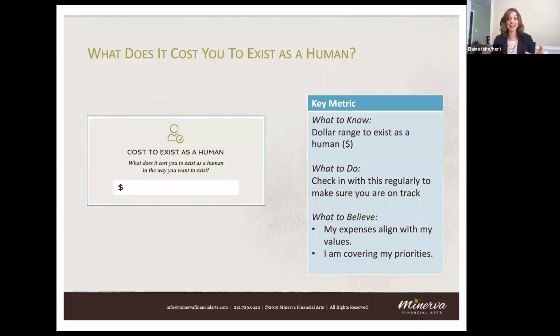So to sum up this section, what you need to know is your dollar range to exist as a human, including whoever and whatever creatures are part of that number. What you're supposed to do with that information is check in with it regularly to make sure you're on track. I mentioned jotting down your number so you can see what it is, and then maybe in a month or so, looking back at your spending to see how close you were. And the things I'd like you to believe or carry with you with intention is this idea of your expenses aligning with your values, and also the idea that you are including your priorities in this expense number.